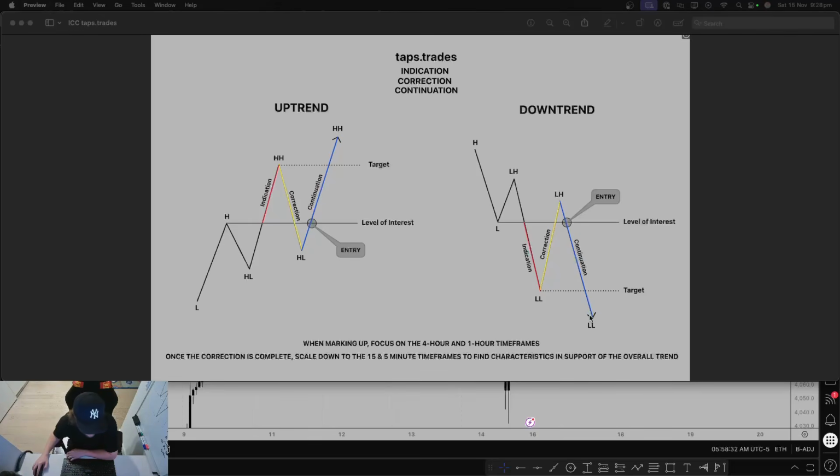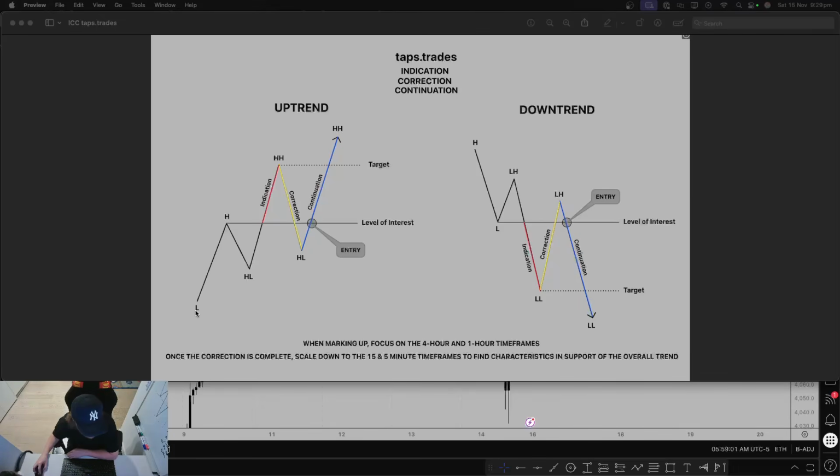Now, where does ICC come into this? If we're looking in particular at an uptrend, we also want to be marking out our charts on the 4-hour and the 1-hour time frame. So when we're marking up, focus on the 4-hour and the 1-hour time frames, and I'll jump into that when we run through the example. But first, I'll run through the uptrend characteristics.